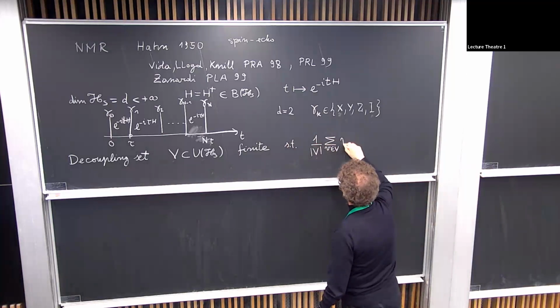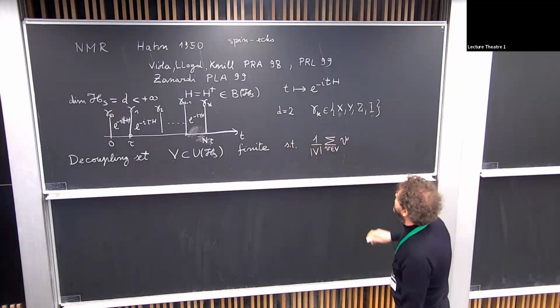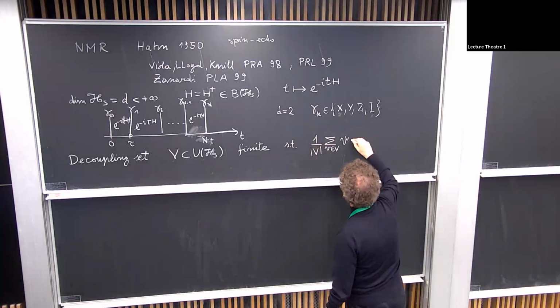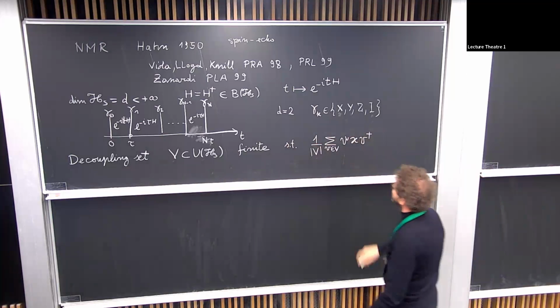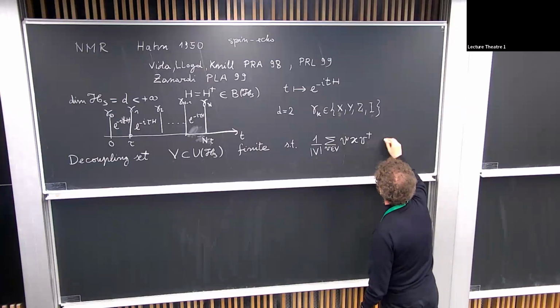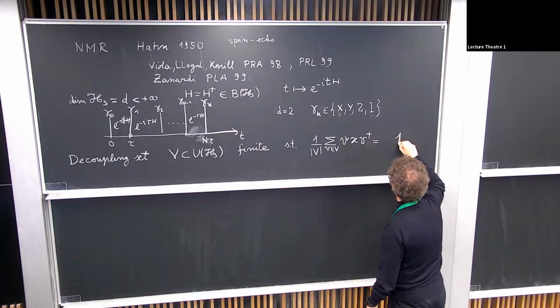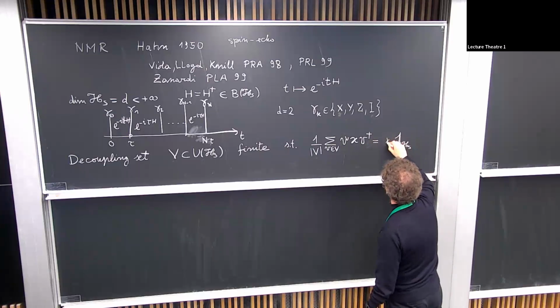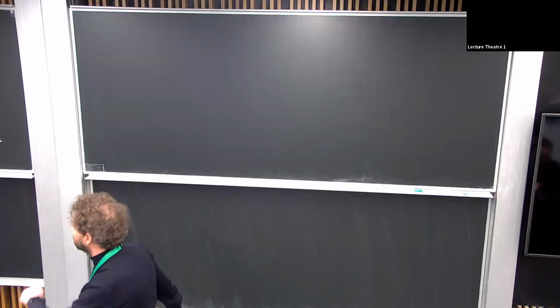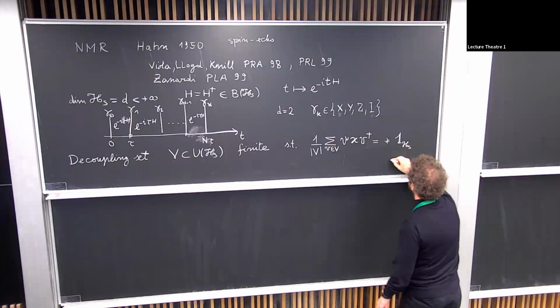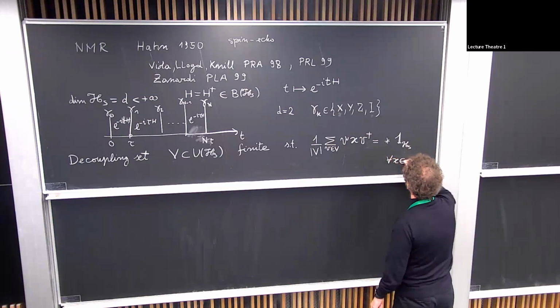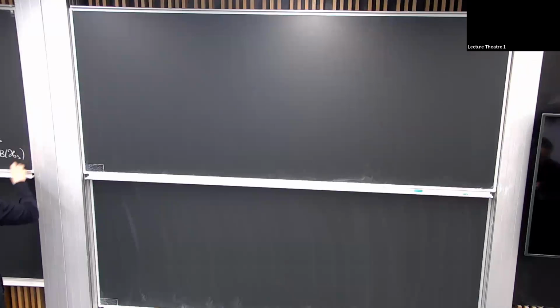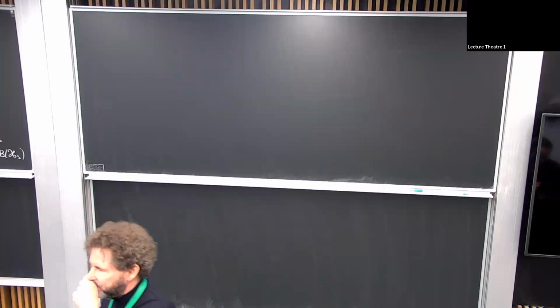So if we take the average of X V dagger, this average is proportional to the identity. So this is just the identity operator times a proportionality constant. And this should be true for every operator X in each case. So this is the requirement.